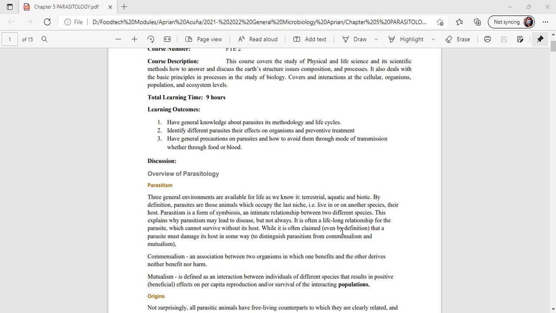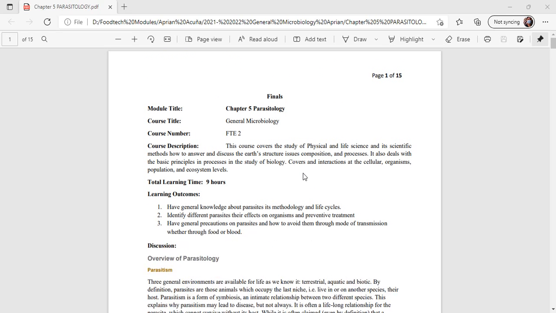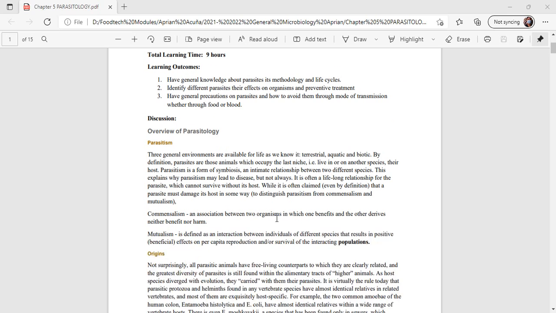This explains why your parasitism may lead to disease, but not always. It creates an often long or lifelong relationship for their parasite, which cannot survive without its host, while it is often claimed, even by definition, that a parasite must damage its host in some way to distinguish parasitism from your commensalism kag mutualism. So you have here a differentiation sa imong commensalism and mutualism sa parasitism because we are talking about mga parasites.